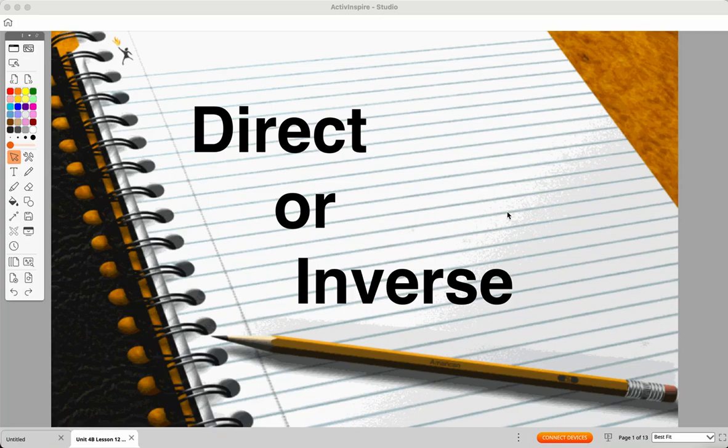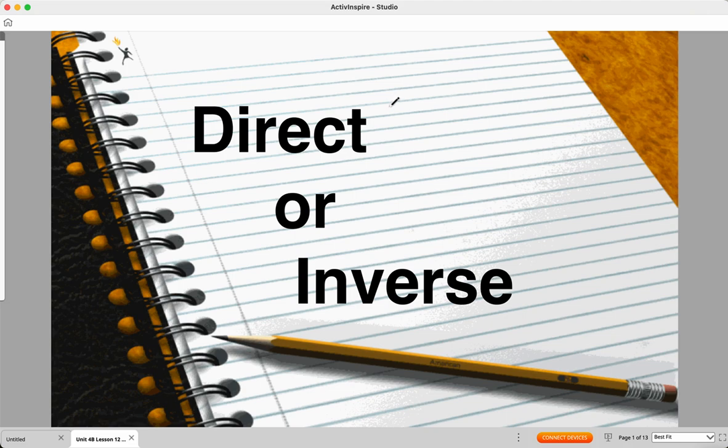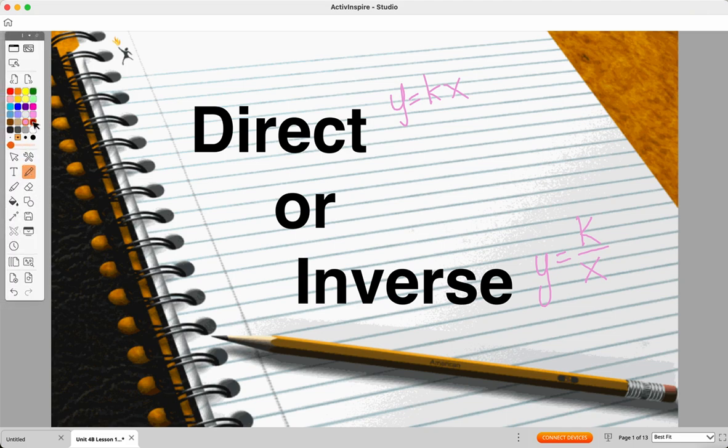Let's start out doing a little bit of review, because the hardest thing for most students when talking about direct and inverse equations is simply remembering the equation itself. Direct equations are y equals k times x, and inverse equations are y equals k divided by x. Just keeping those separate, but even more than that, it's when we start solving for k.